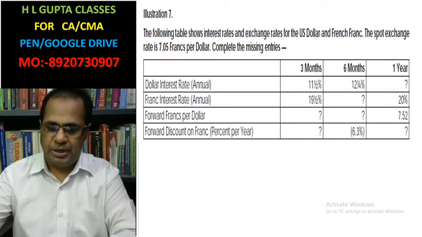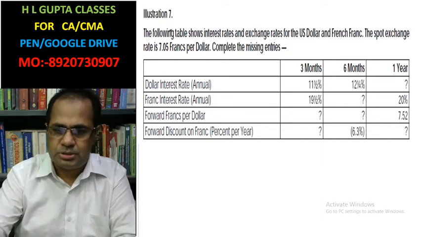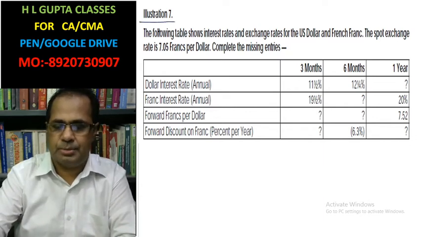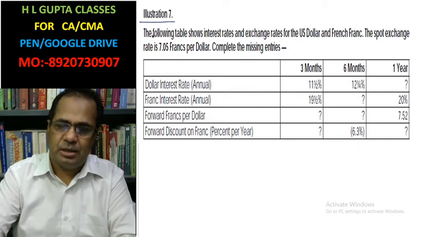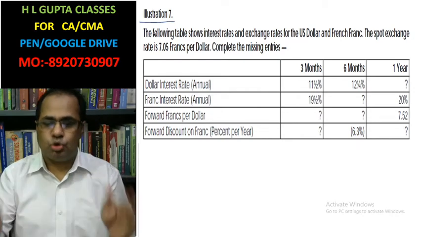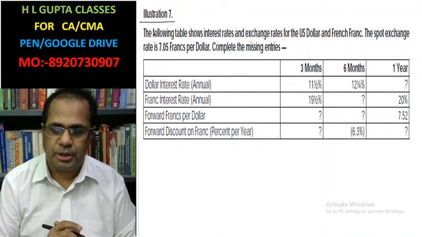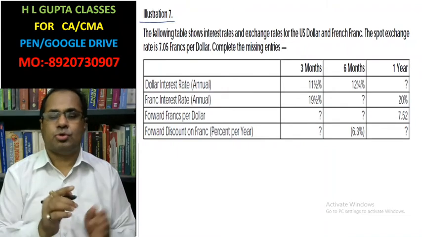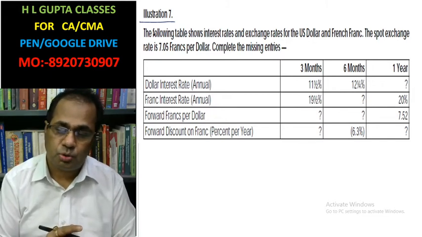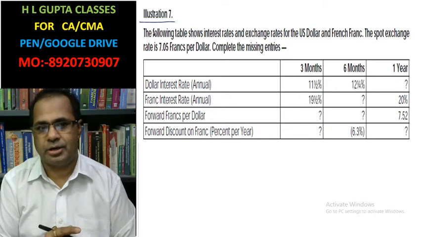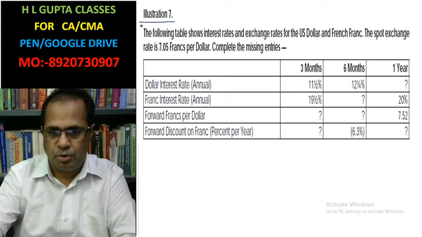Please read the question here. What is the question? Illustration number 7. This is one of the most important classes, and this question is one of the most important. The solution of these questions has been given in your book, but that is not correct. Most of the question solutions in your book are not correct. Please concentrate on these questions here.